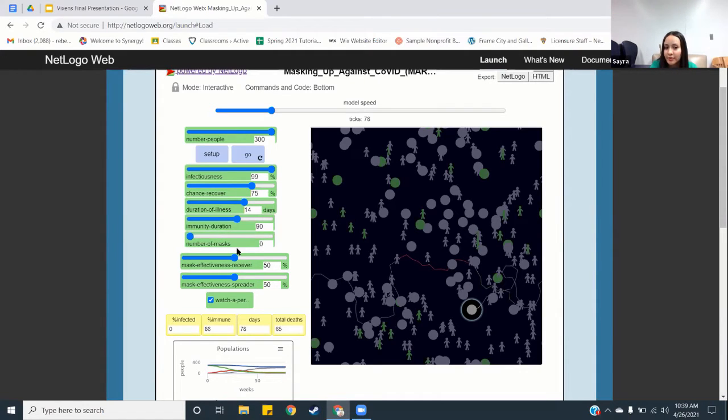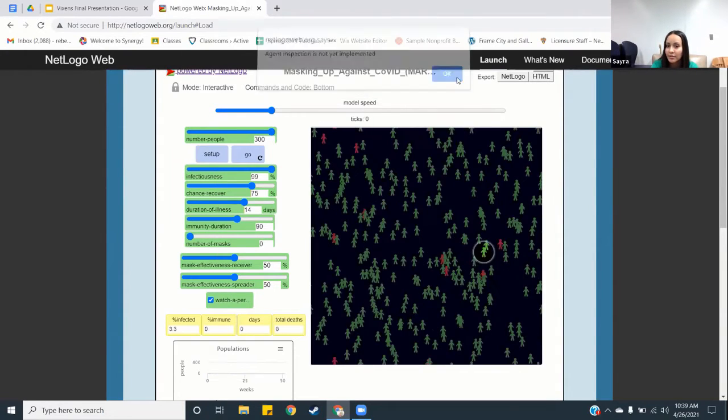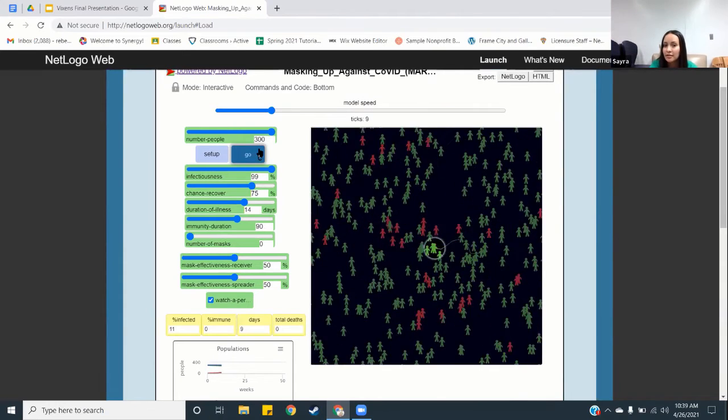So we'll start off with the number of masks at 0 people. So no one is going to be wearing a mask. And we'll do this with watch a person on, so we can look at or focus on one turtle at a time and see where they've gone.